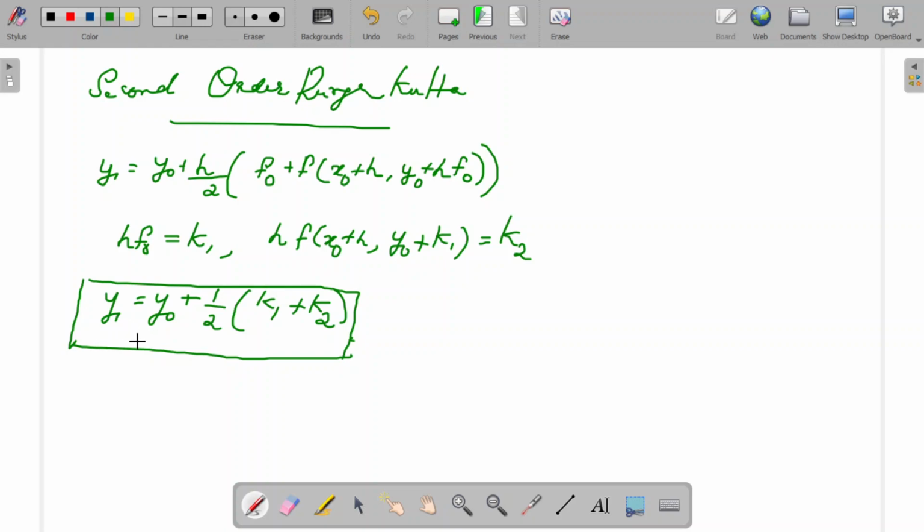Now, in the next video, we will try to solve a problem using this formula. We'll find a solution for a given differential equation.